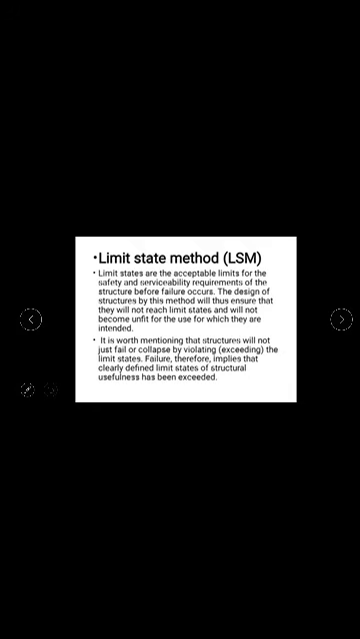Now, under limit state you have two types. One is the limit state of collapse and another one is the limit state of serviceability. The limit state of collapse corresponds to the maximum load carrying capacity.